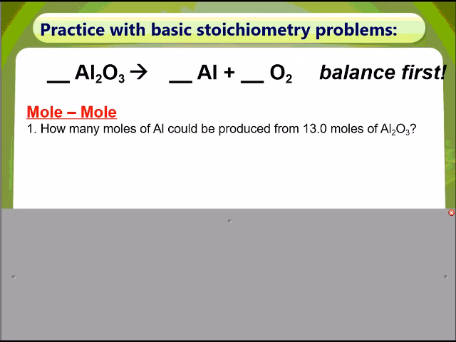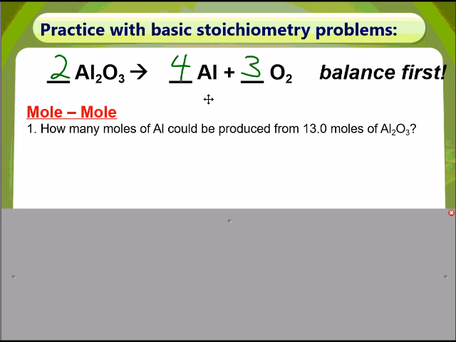Now, let's try this. We have aluminum oxide breaking down to give us aluminum and oxygen. First thing we need to do is balance it. So we have 2 moles of aluminum oxide decomposing to give us 4 moles of aluminum, 3 moles of oxygen. Now, how many moles of aluminum could be produced from 13 moles of aluminum oxide?